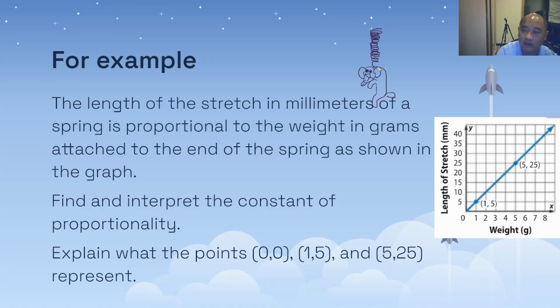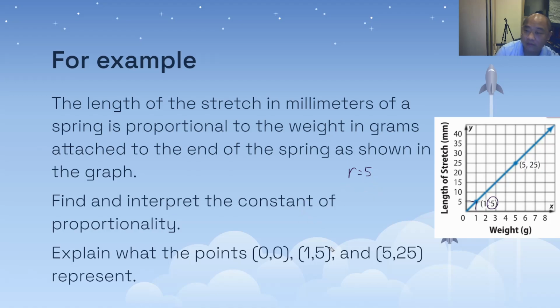If you had a dog, you know, and it was just hanging out on a spring, the spring would stretch out, right? And so the length of the stretch is proportional to the weight in grams. Find and interpret the constant of proportionality. So what is the constant of proportionality? Well, at 1, it's 5. So the constant of proportionality is 5, because that's the unit rate, right? So r is 5.